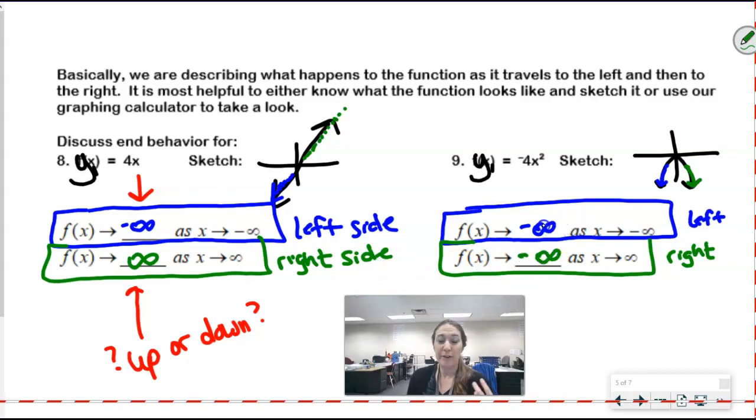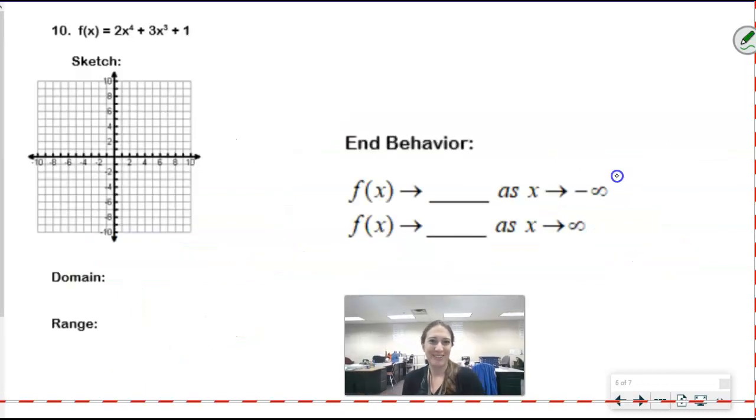So, if at first you're like, I don't know what to write down, you can literally write the word up and down. But then at some point in your math, you have to translate that to positive or negative infinity. So keep that in mind. All right, I think we're almost done.